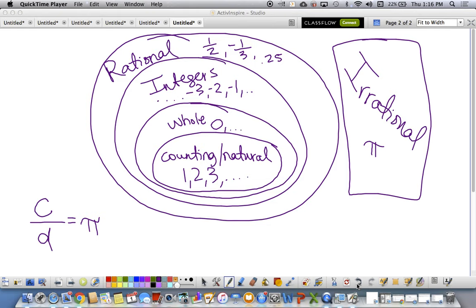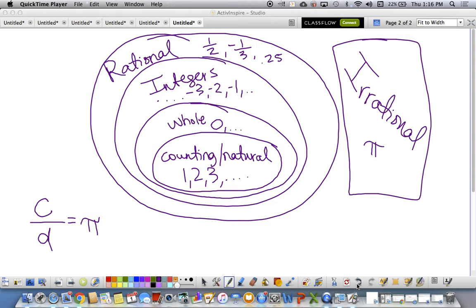3.14. Somebody tried to tell me that that's pi. Listen, no, it's not. It's an approximation for pi. 22 divided by 7 is an approximation for pi. Okay, it comes out to 3.14, but it's a 2 something.